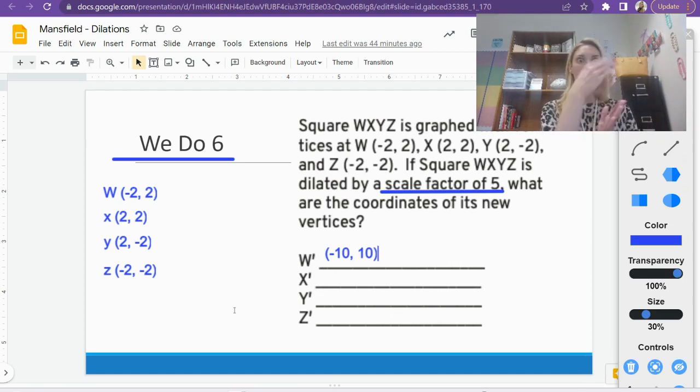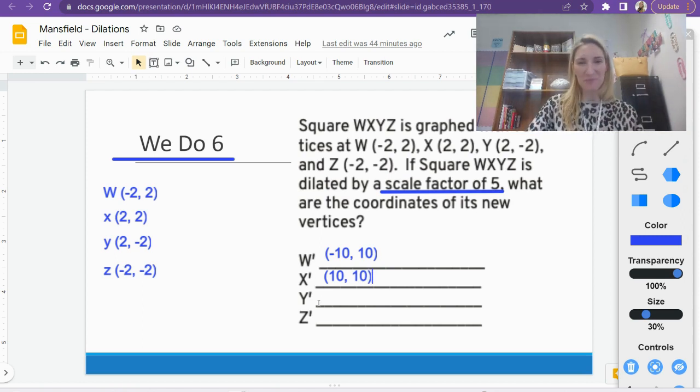The scale factor is the same for all of them, the X and the Y and all of the points, right? So I'm going to apply the same scale factor in this problem, 5, and I'm going to multiply all of the numbers that I have there, all right? So let's try the X prime. X prime over here, (2, 2). Okay, guys, how much is 2 times 5? 10. And the other 2, how much is 2 times 5? 10. That's it. That is my X prime.